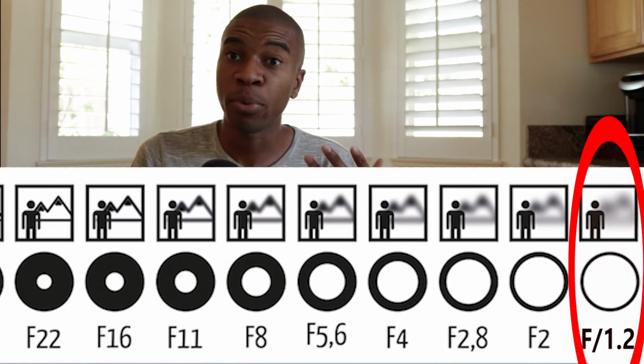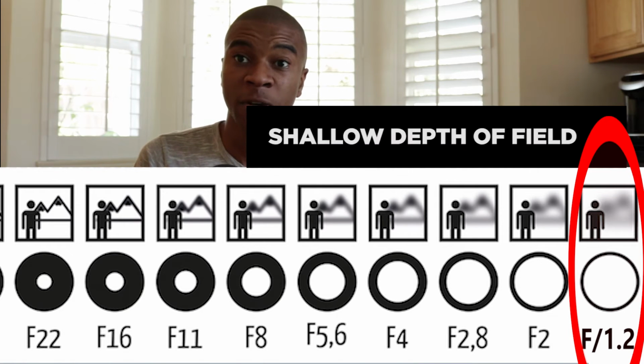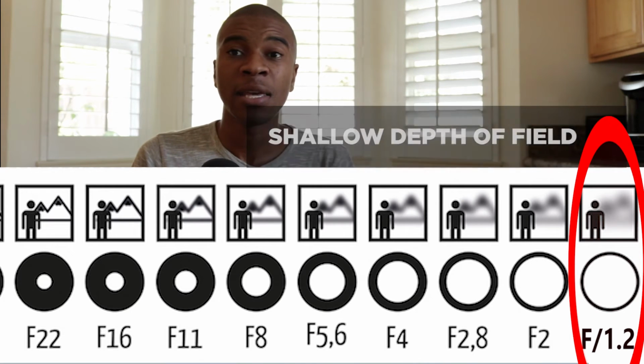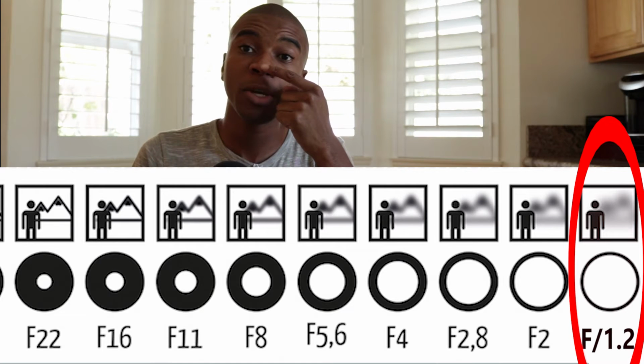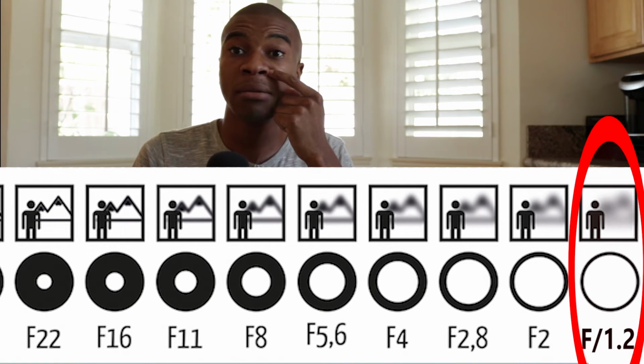A very wide aperture, we're going to use the 1.2 example, is going to have a very shallow depth of field. That means the area that is in focus from back to front is going to be laser thin. So you could literally have the tip of your nose be in focus, but the back of your nose not be in focus.